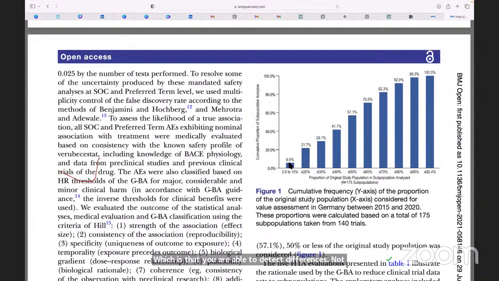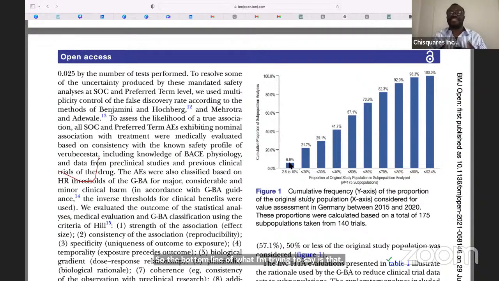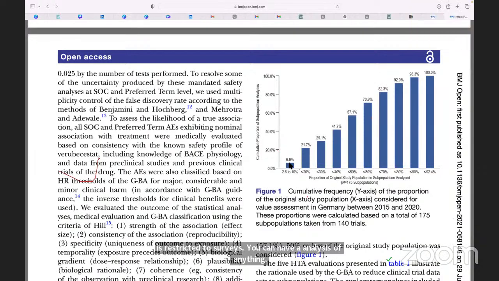So the bottom line of what I'm trying to say is that exploratory analysis is not a feature that is restricted to surveys. You can have exploratory analysis of anything. I hope that is clear.